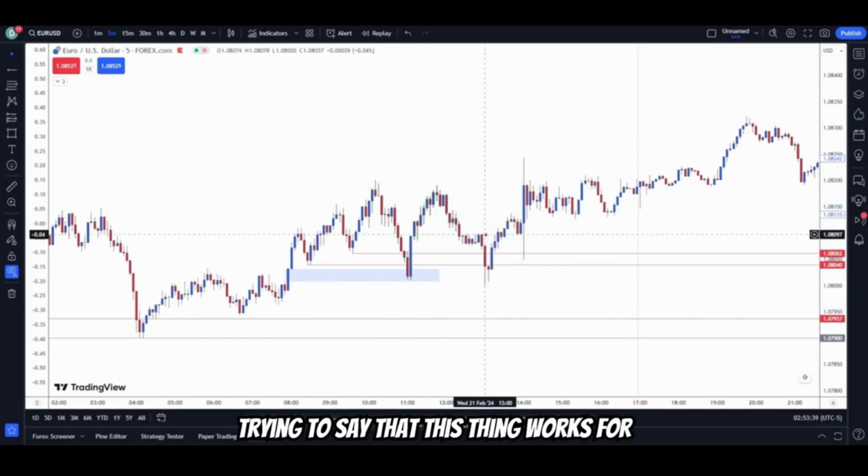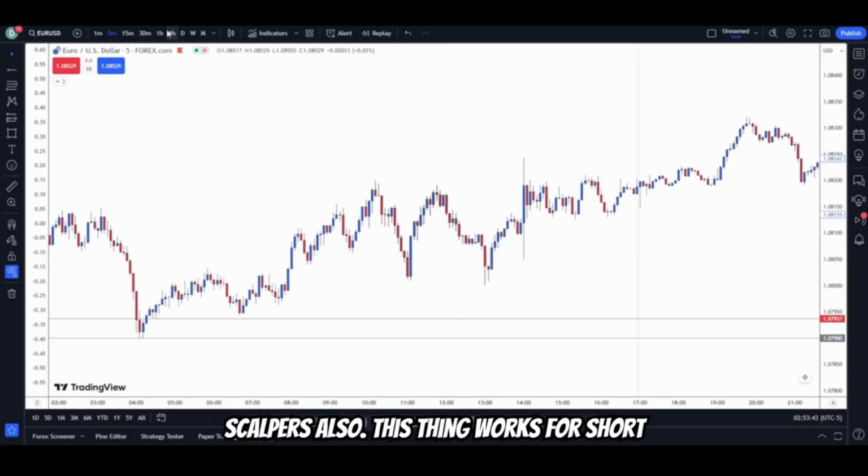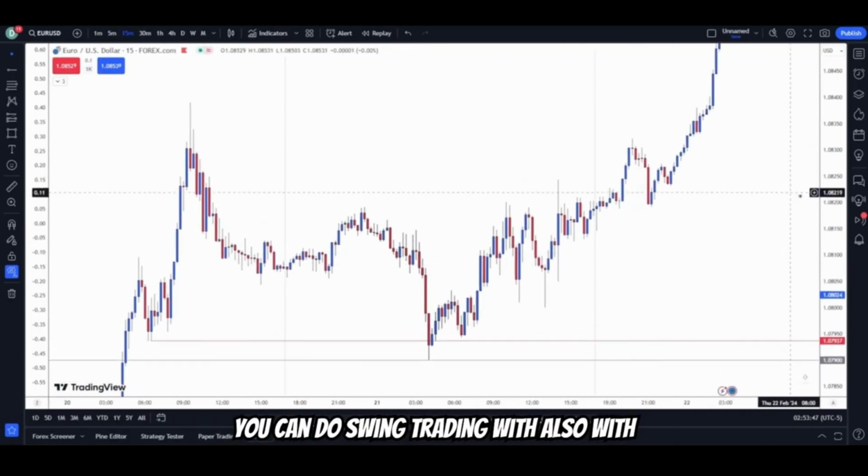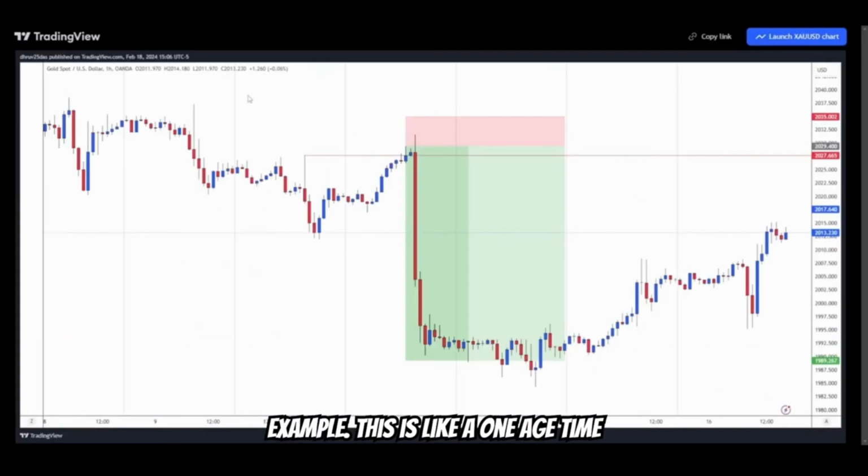So the thing which I'm trying to say is that this works for scalpers also, for short-term traders also, day traders also, and you can do swing trading also with this. For swing trading, this is the example. This is a 1-hour time frame chart, okay? And if you want to hold it, you can hold it for days. Like you can see in this chart that there were these two relative equal highs right over here, and price was making a higher high like this and a higher low.